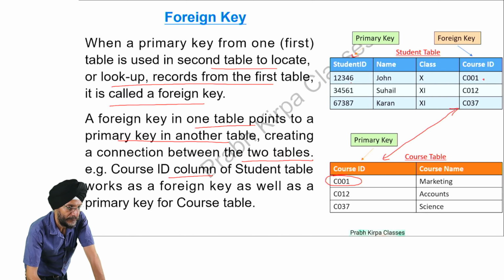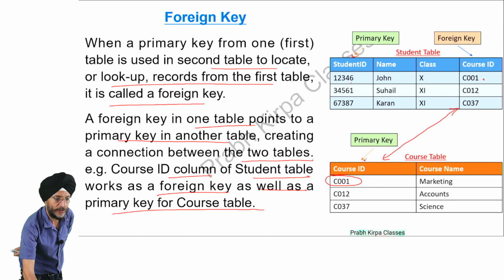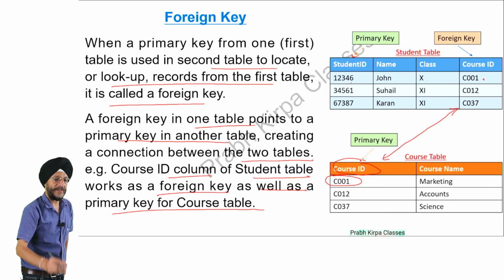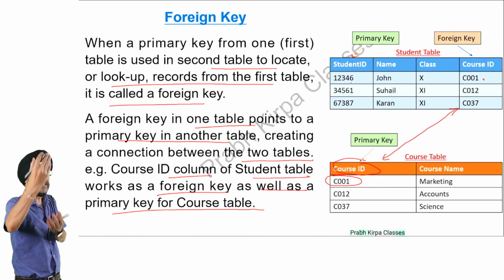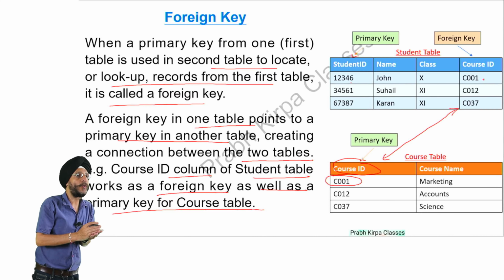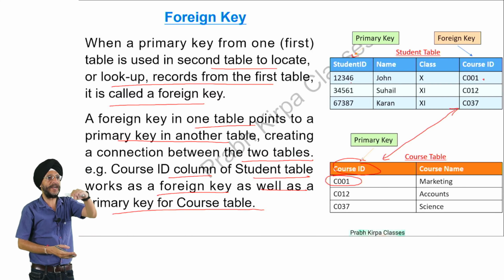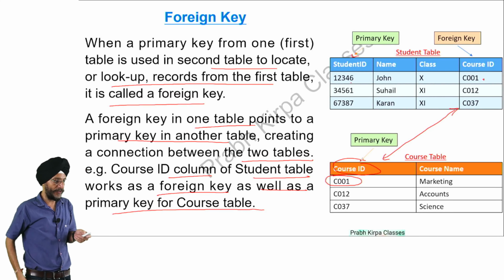The course ID column of the student table works as a foreign key as well as a primary key for the course table. You can see that course ID is working as primary key in one table, and in another table it is appearing as foreign key, and the relationship between the two tables, that is the course table and student table, is established by way of this primary key and foreign key.